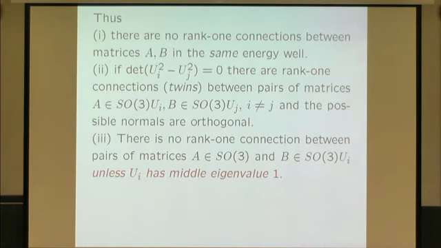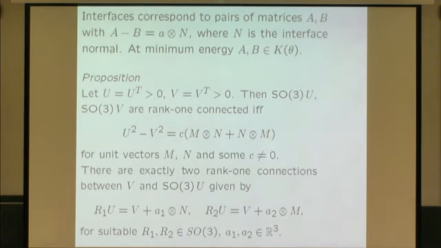And so therefore you get twins, that's these interfaces between different variants, and there are exactly two possible normals to these interfaces. From this formula you see that, because these variants are similar with respect to orthogonal matrices, their traces are the same. So the trace of this matrix is 0, which means that 2c m dot n is 0. So it means that the two possible normals are orthogonal.